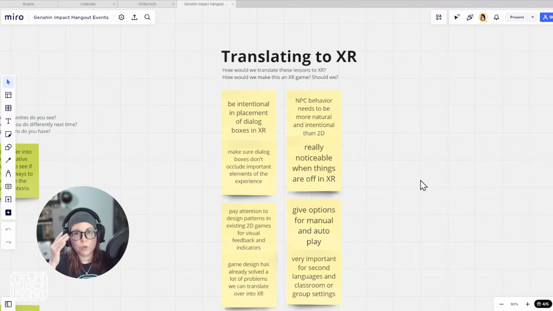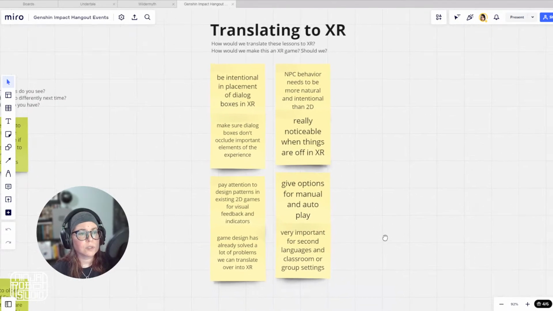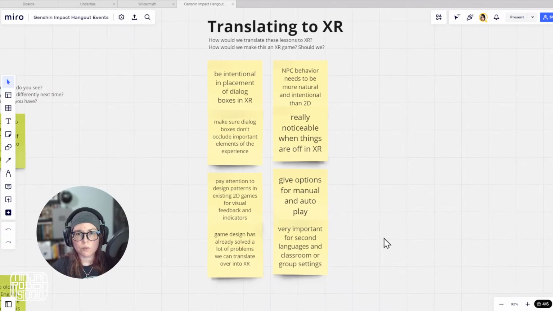We don't want it to be too high up. We want it to be in the head comfort zone so that our neck isn't straining, looking in weird positions or directions while we're trying to look at the character who's talking. So you have to think very intentionally about the placement of your dialogue boxes in XR.